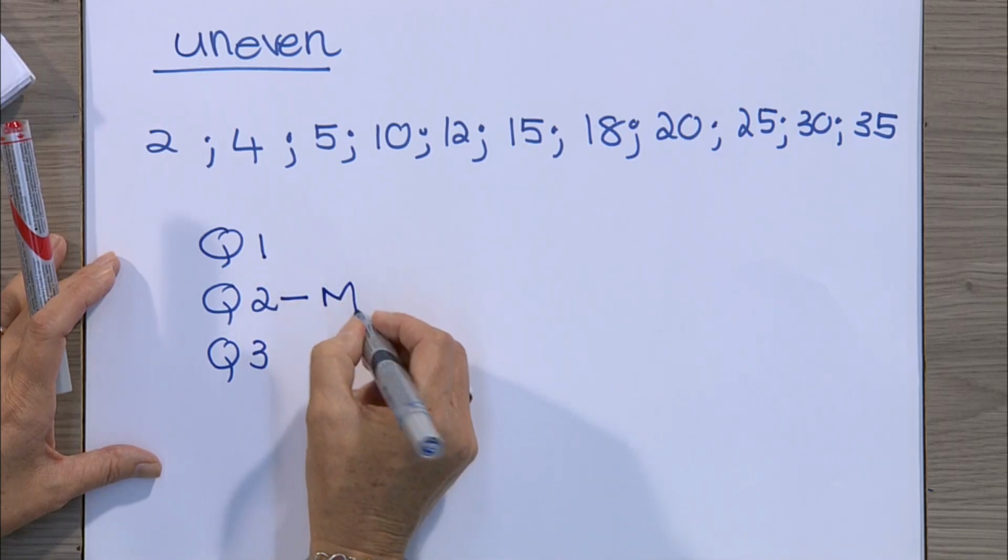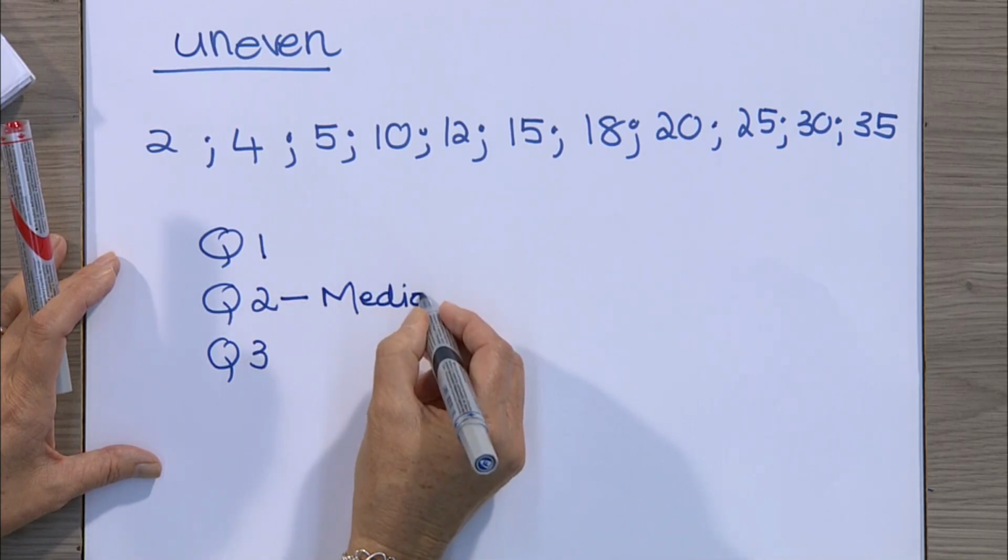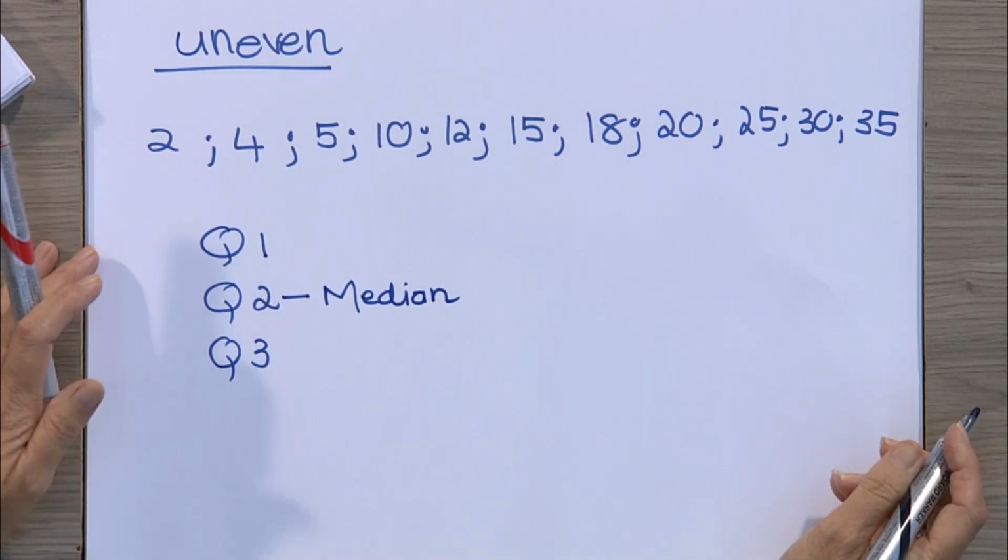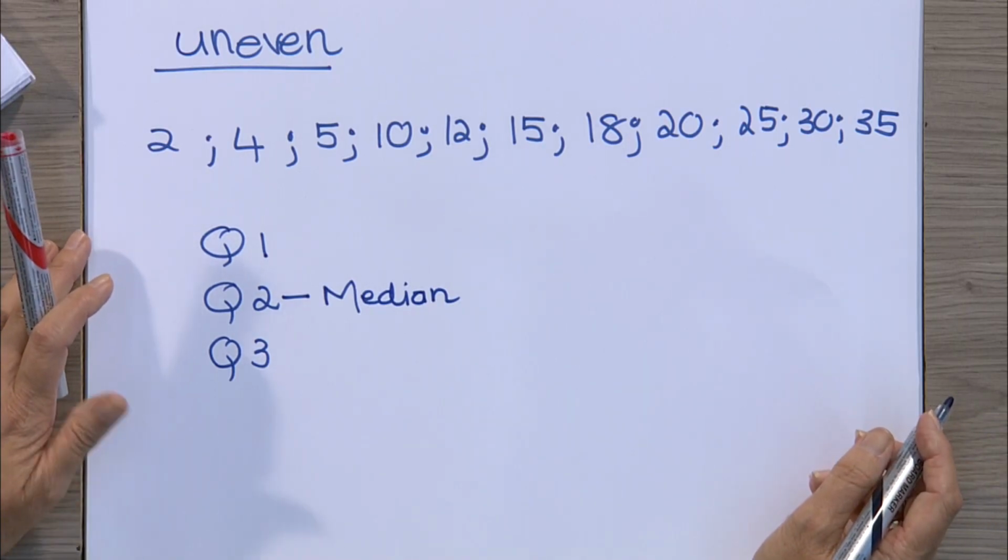Quartile 2 is also called the median. The median halves the data set. What does a quartile, or quartiles, do? They divide the data into 4 equal parts. That's what they do. Where the median divides the data in the middle, quartiles make 4 equal parts.